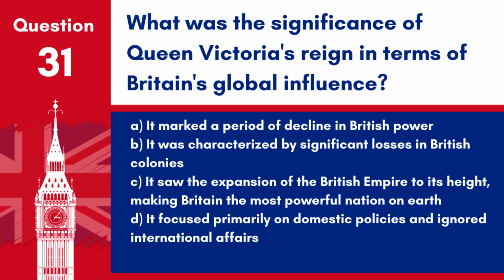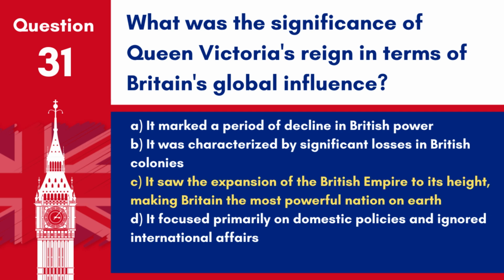Question 31. What was the significance of Queen Victoria's reign in terms of Britain's global influence? A. It marked a period of decline in British power. B. It was characterized by significant losses in British colonies. C. It saw the expansion of the British Empire to its height, making Britain the most powerful nation on earth. D. It focused primarily on domestic policies and ignored international affairs.